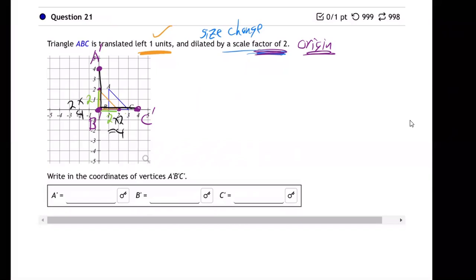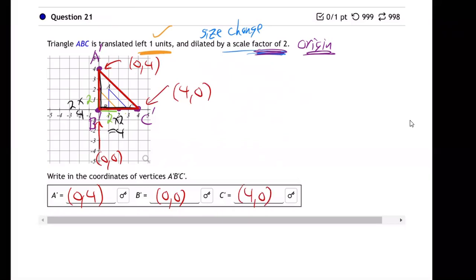Let me draw it in for us. Well, let me make it a little bigger. There we go. That's the new triangle. So they want the coordinates for each of those. So for A, what does that look like? Over 0, up 4, A prime is (0, 4). What about B prime? Well, that's the origin, (0, 0). And what does C prime look like? Over 4, up 0, so (4, 0).